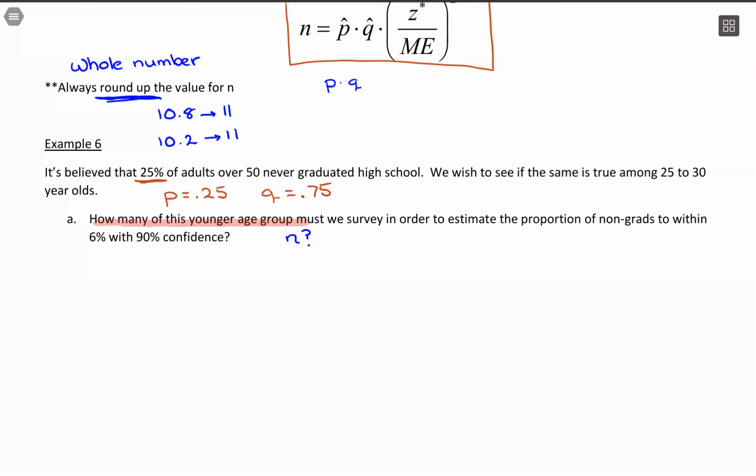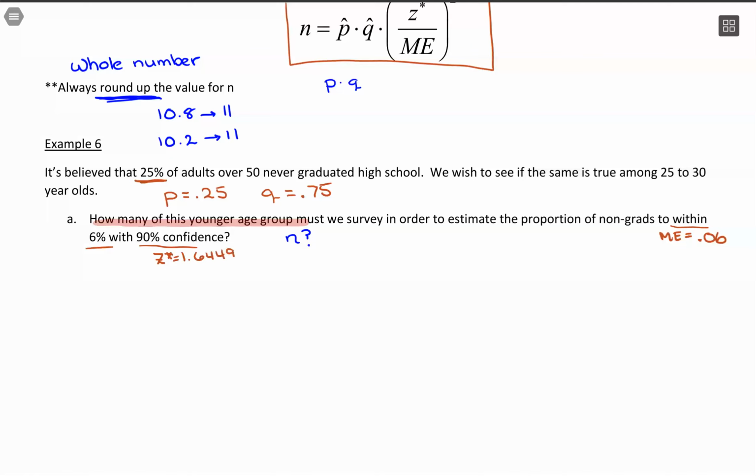They want to estimate within 6%. So that wording there, this is a way of wording it without directly saying margin of error, and that they want to estimate it within a certain percentage. So that would be our margin of error. And for this section with proportions, it'll be given as a percentage. So just change it to the decimal form. So that would be a margin of error of 0.06. And we want to work with 90% confidence. So Z star should be the 1.6449.